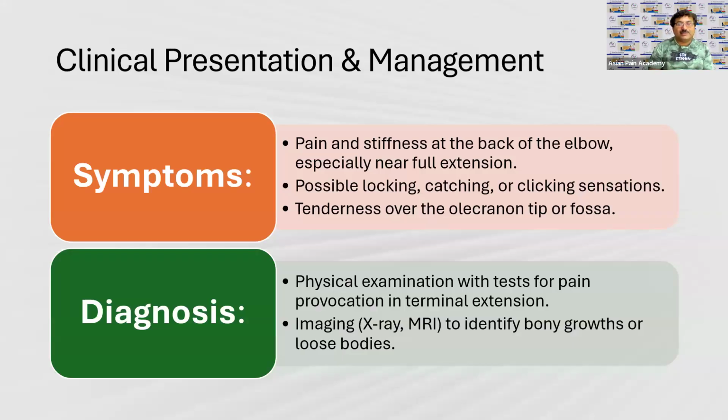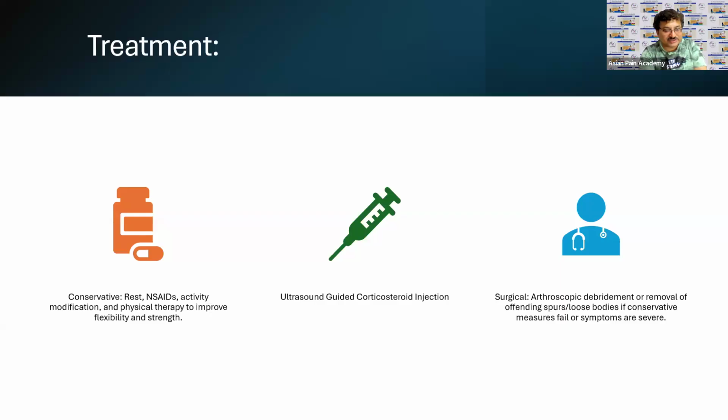And what happens in the impingement of the posterior elbow? There is pain and stiffness at the back of the elbow, especially near full extension. There could be possible locking, catching or a clicking sensation, tenderness over the olecranon tip or fossa, and on physical examination we test for pain provocation on terminal extension. Imaging also helps in diagnosing if bony growth is present.